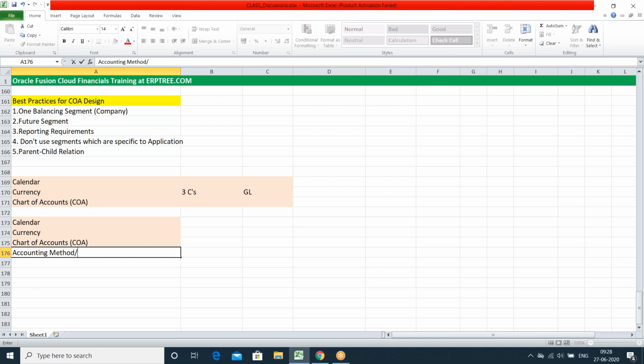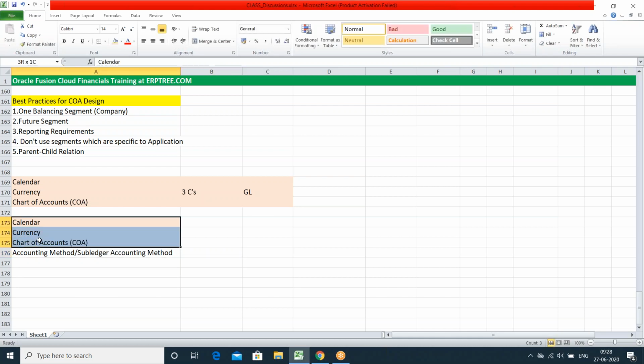Okay, or you can call it the subledger accounting method. Along with these 3 C's, if you use one more component called the accounting method, by using these 4, you can create the transactions in any application. So why do we need an accounting method?